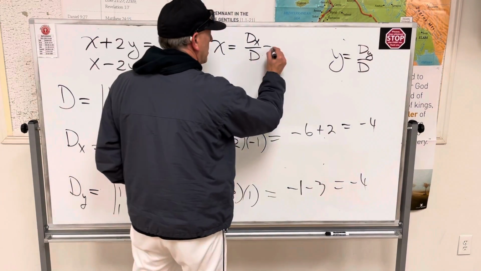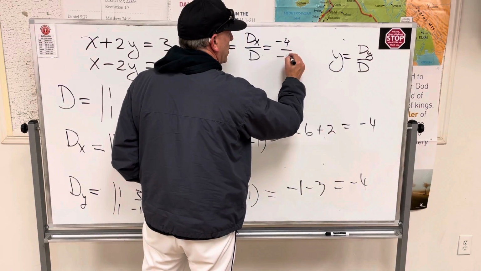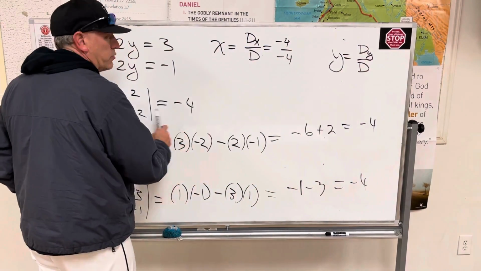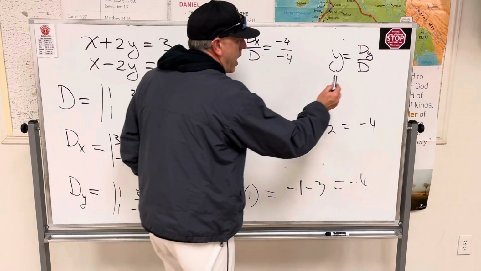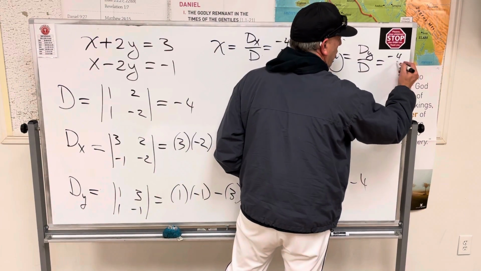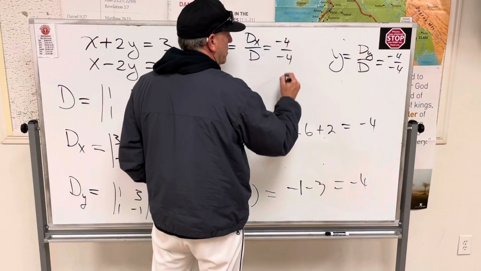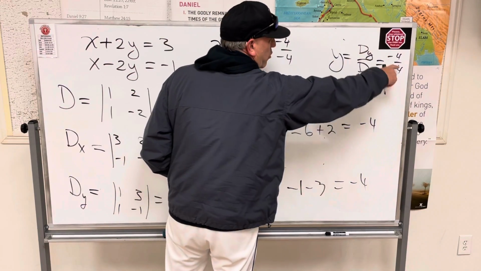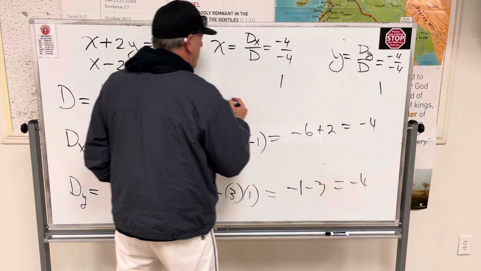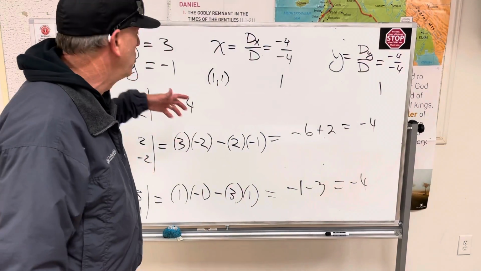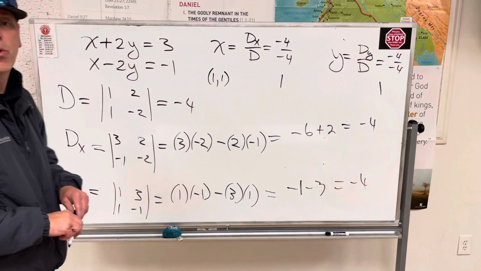So dx divided by d is minus 4 over minus 4. dy is also minus 4 divided by minus 4. Now minus 4 divided by minus 4 is 1. That means our x and y are 1 and 1. And so that's how you can use determinants to solve a system of equations.